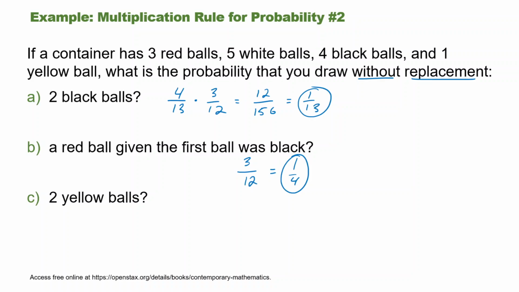Part C, 2 yellow balls. So to consider this, we notice that there is 1 yellow ball, so 1 out of 13 is the chance on the first pull we get a yellow, multiplied by, there are now 0 out of 12. So 1 out of 13 times 0 out of 12, which is 0. It is impossible to draw 2 yellow balls because there is only 1 in the container.